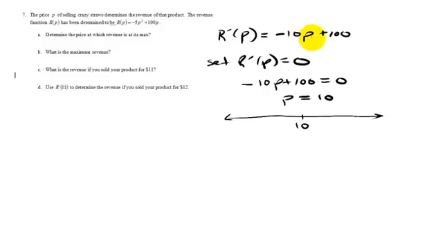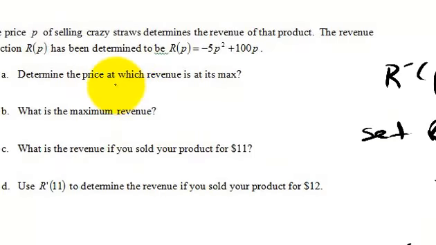You're going to get negative 10 times 12, that's negative 120, plus 100 is negative 20. So it's decreasing. If you plug in a number less than 10, say 9, negative 10 times 9 is negative 90, plus 100 is 10, and that's positive. So we're going up, then we're going down, which means we have a max at P equals 10. And so the price at which the revenue is at a max is $10.